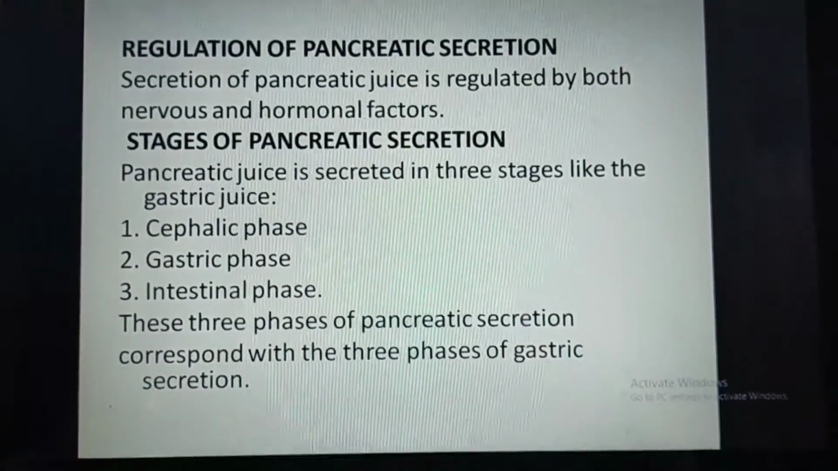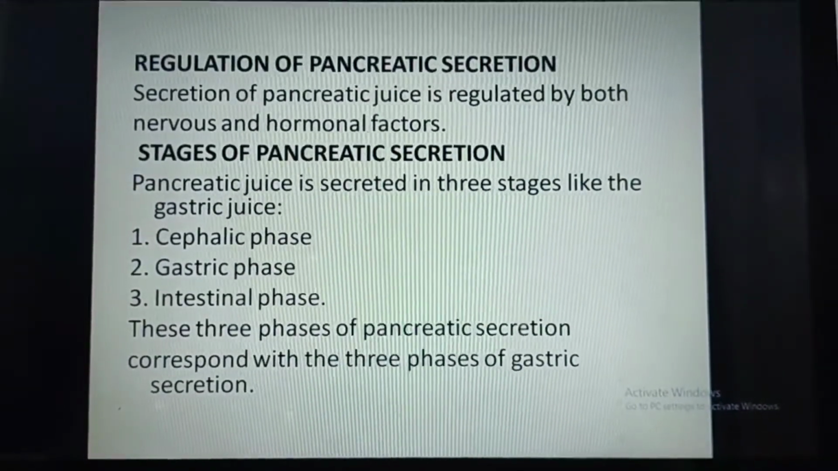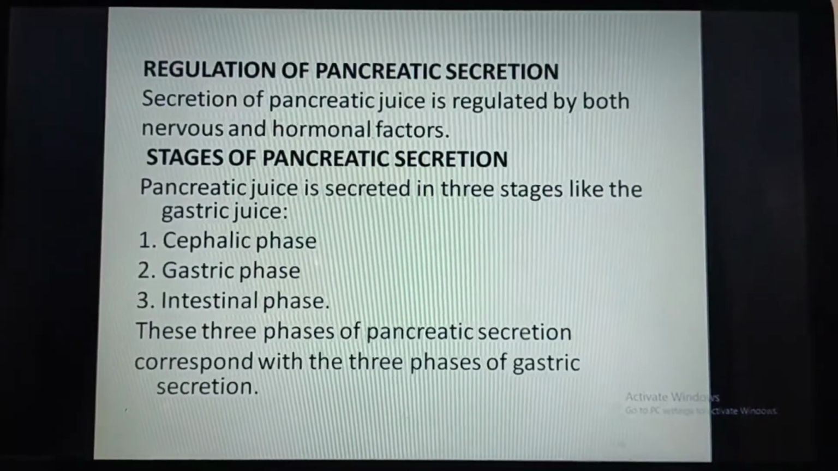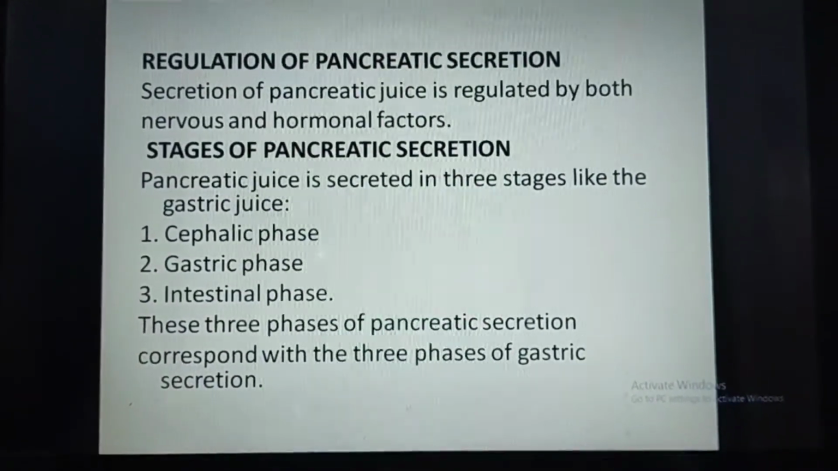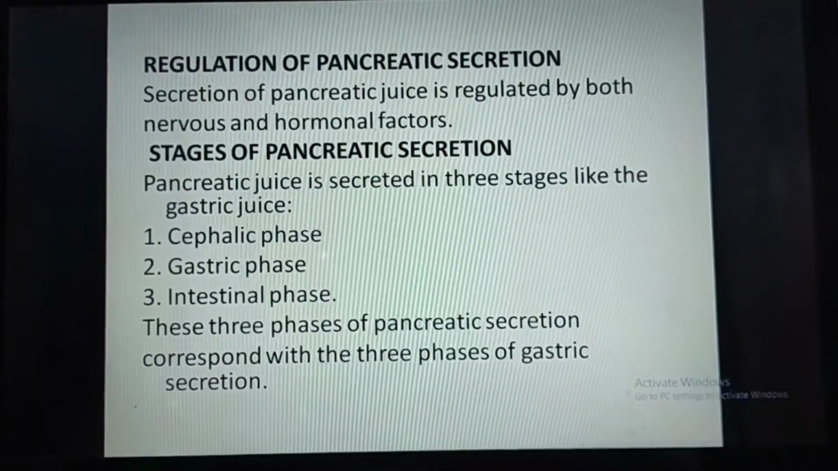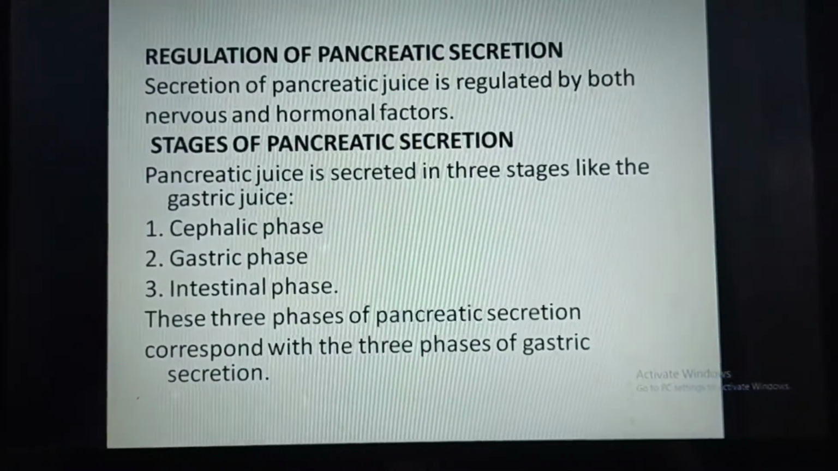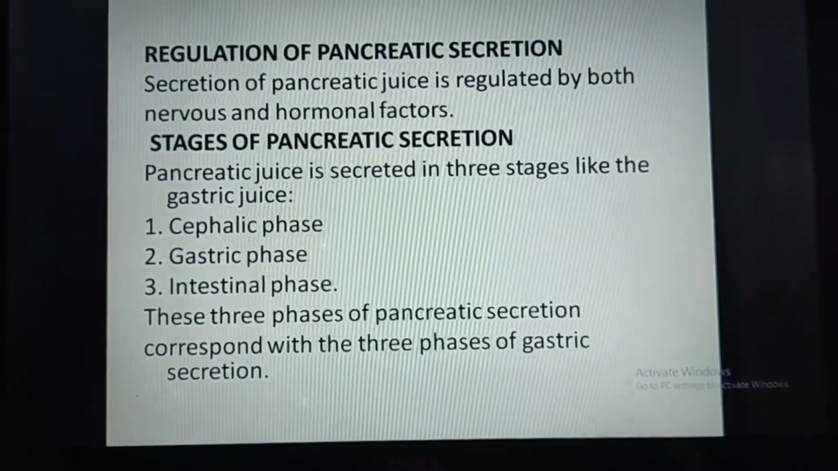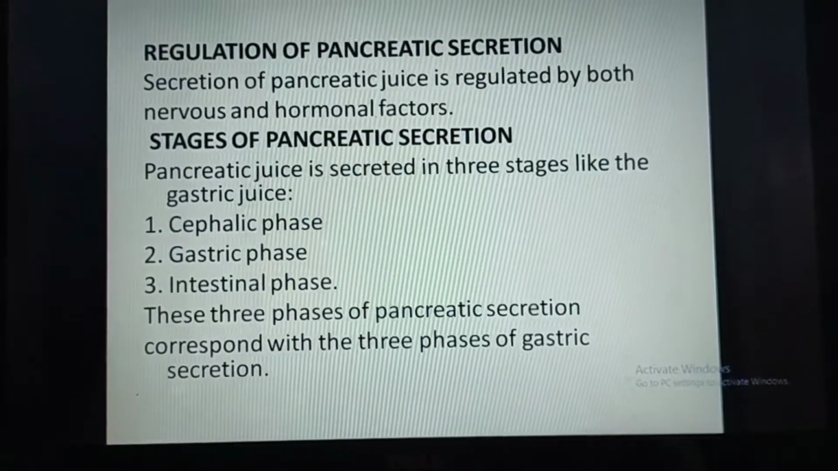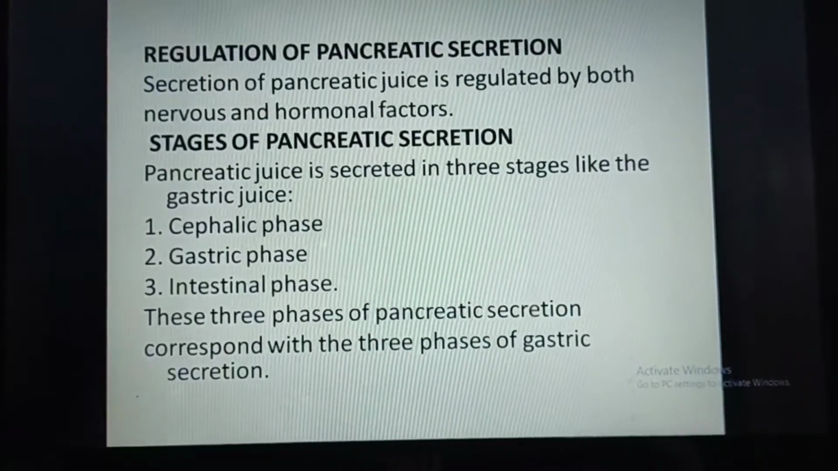Regulation of pancreatic secretion. Secretion of pancreatic juice is regulated by both nervous and hormonal factors. Stages of pancreatic secretion. Pancreatic juice is secreted in 3 stages like the gastric juice. First is the cephalic phase, then the gastric phase, and third is the intestinal phase. These 3 phases of pancreatic secretion correspond with the 3 phases of gastric secretion.